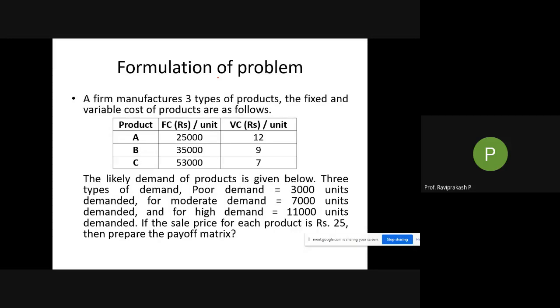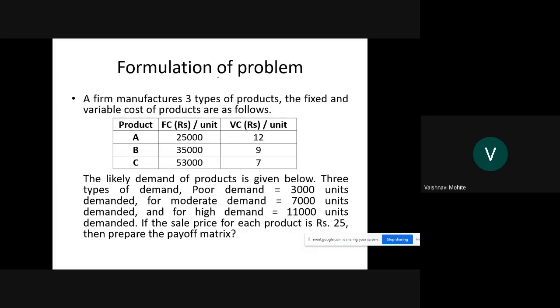Done with the table? Let me know once you are done with the table. Done, sir.